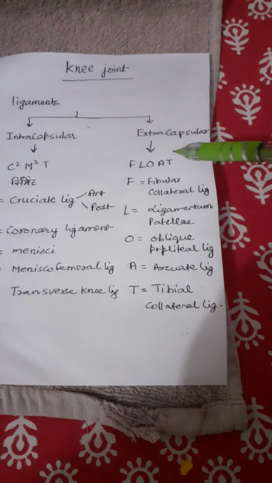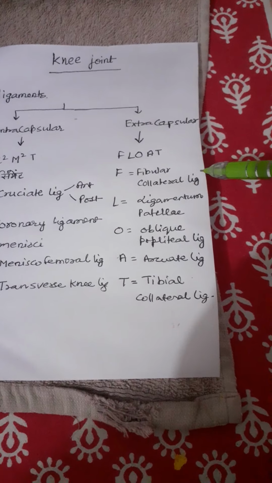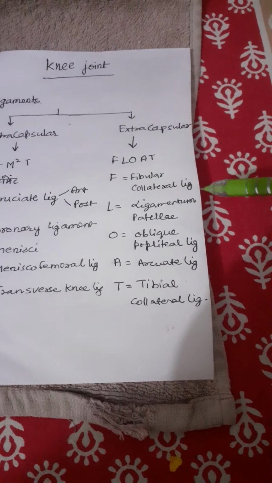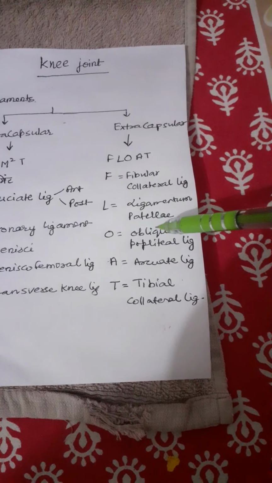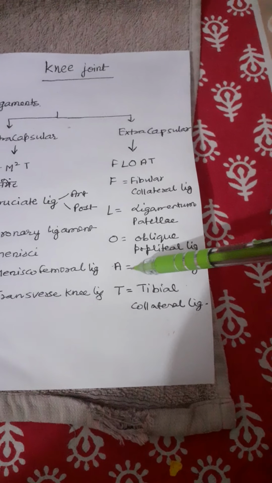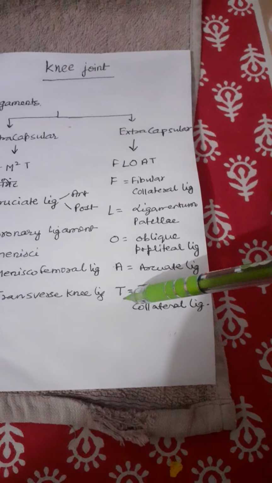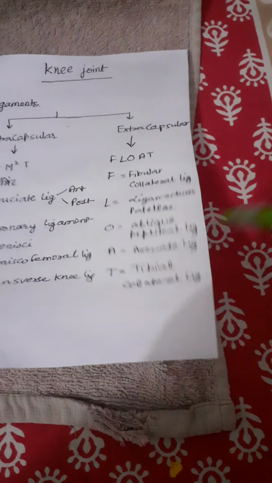Extracapsular, that is float. F for fibular collateral ligament. L for ligamentum patellae. O for oblique popliteal ligament. A for arcuate ligament, and T for tibial collateral ligament.